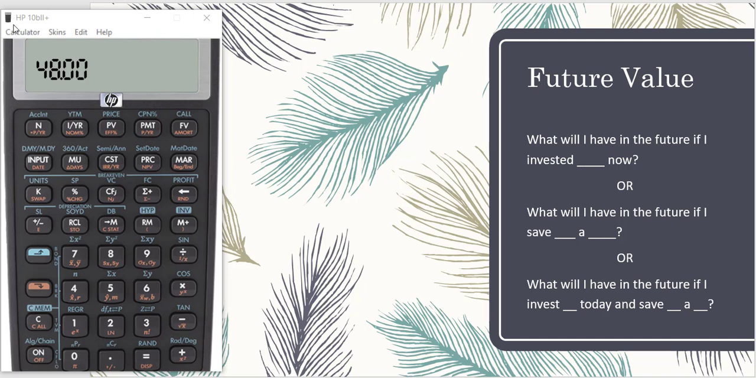And so let's go ahead and go over this. This is the HP 10BII Plus. This is one of the basic business calculators. The big thing to see is how to clear your calculator completely: the orange button and C clears it all, clears everything that's stored in it as well.